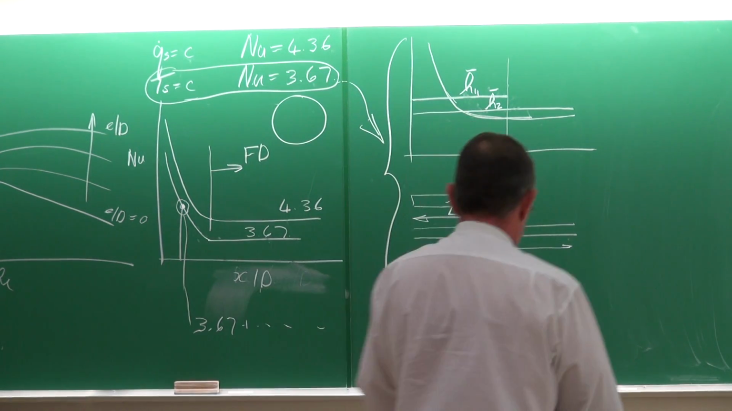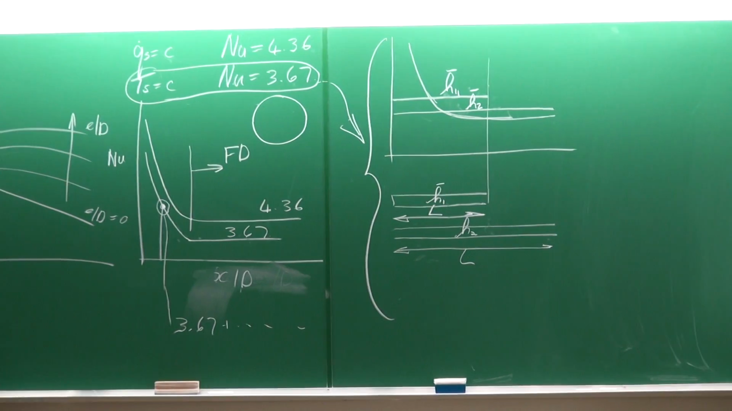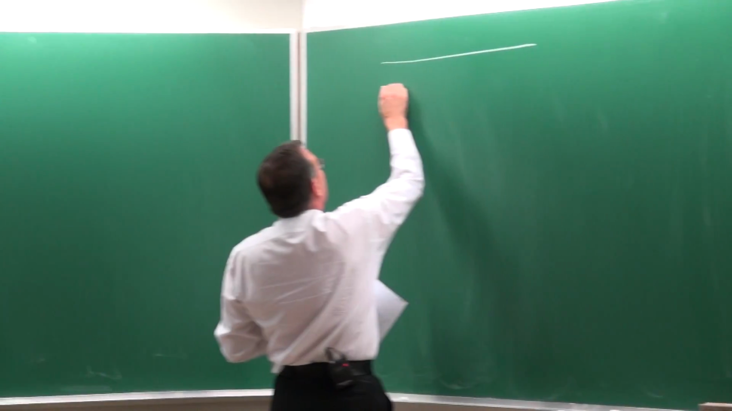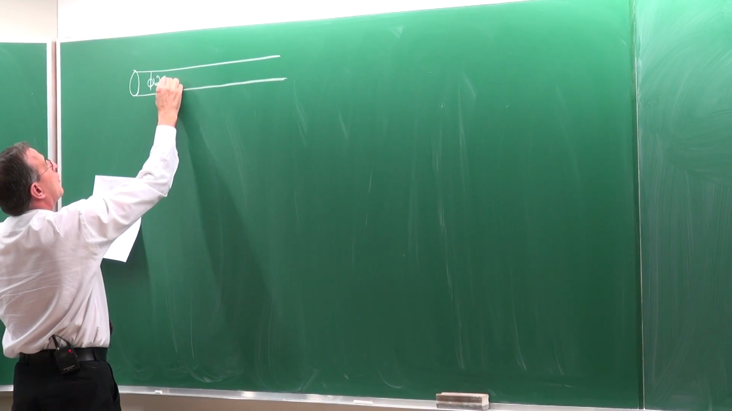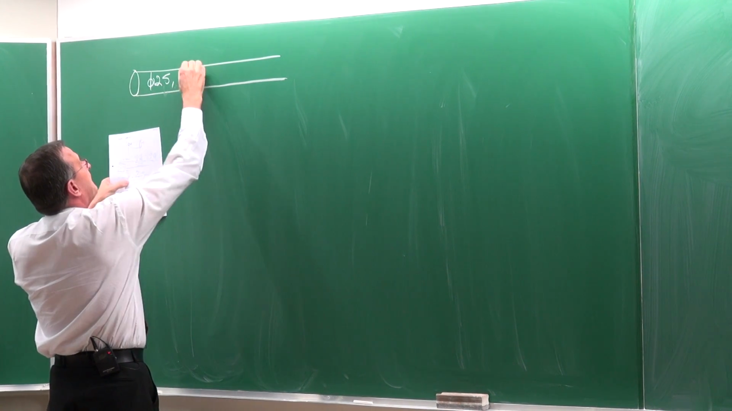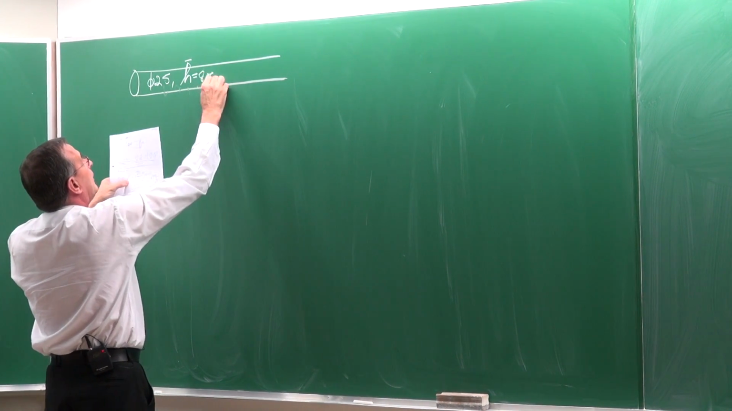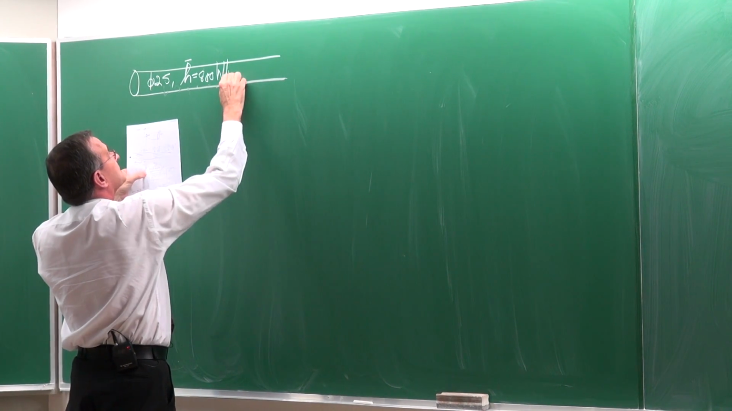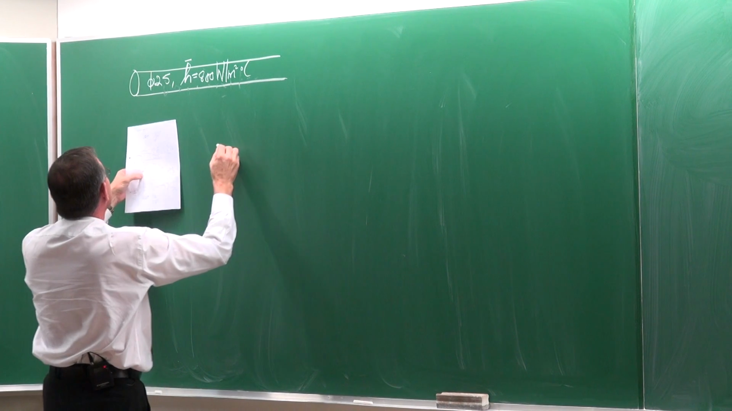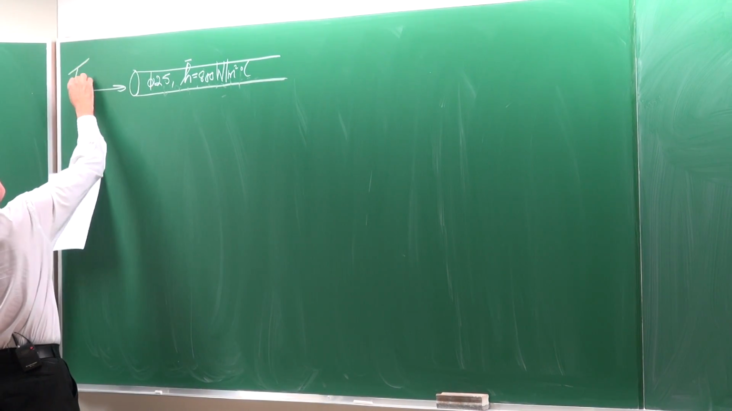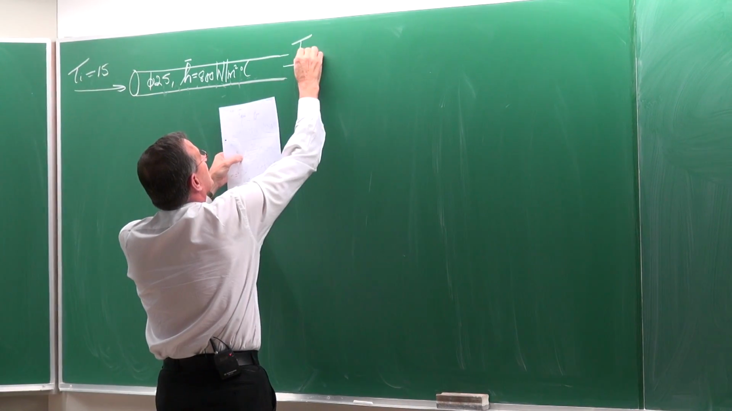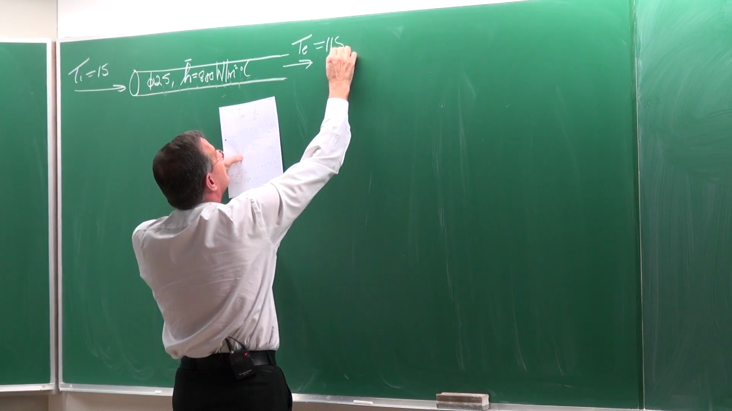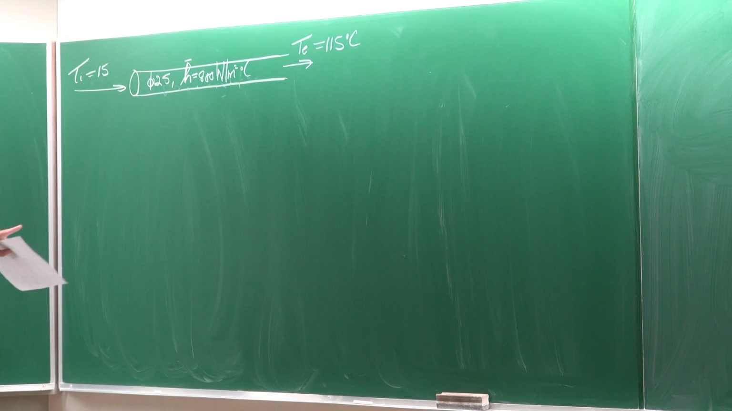Let's do an example. The example that we're going to do is a case where we've got a tube with a diameter of 25 millimeters, and the average heat transfer coefficient is given as 800 watts per square meter degree Celsius. The inlet temperature is equal to 15 and the outlet temperature is equal to 115 degrees Celsius. So there's an increase of 100 degrees Celsius over this tube.